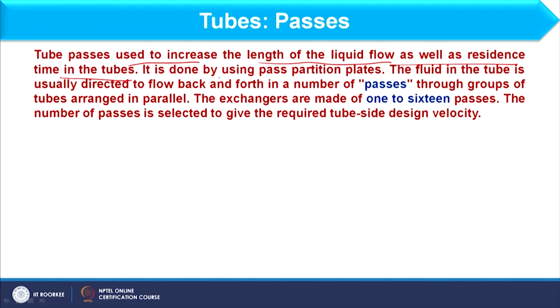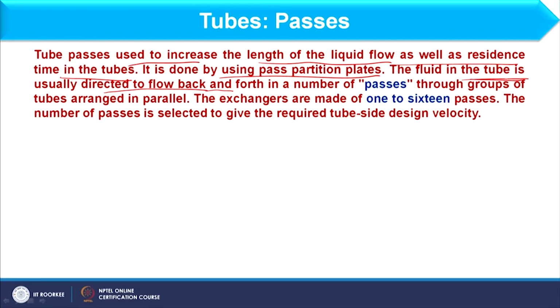Okay. It is done by putting a pass partition plate. Now, what will happen? If you remember the types of shell and tube heat exchanger, in the fixed tube sheet heat exchanger, in the cover where the fluid is entering into the tube, there was a horizontal plate. That plate is basically called the partition plate, which divides the liquid on the tube side into an equal number of tubes, right. Either it is 2, 4, 6 like that.